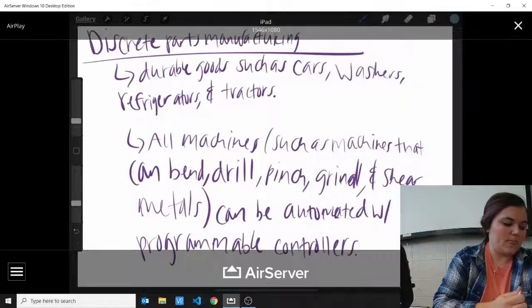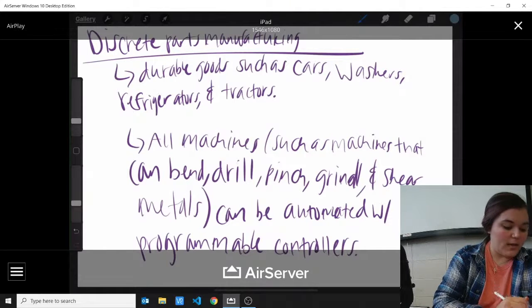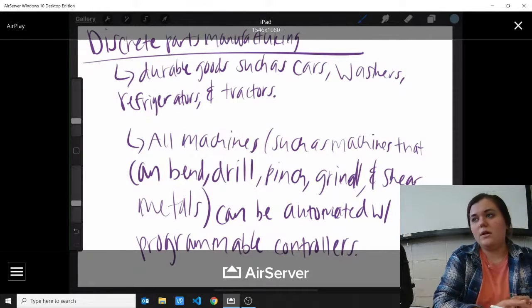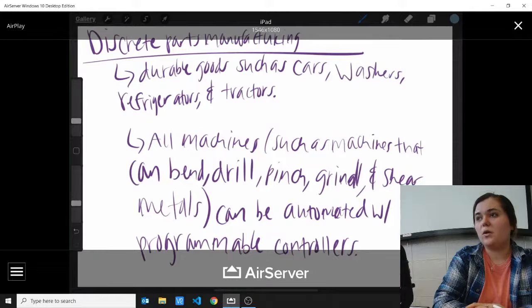All right, so there are different parts of manufacturing, and one of those would be discrete parts manufacturing. They produce durable goods such as cars, washers, refrigerators, and tractors. So that's discrete parts manufacturing, okay? And machines that can bend, drill, pinch, grind, and shear metals can be automated with programmable controllers at those plants. If you were working in a car plant, there are plenty of people that have graduated from here who are PLC programmers at different car plants, chicken plants, whatever you can think of.